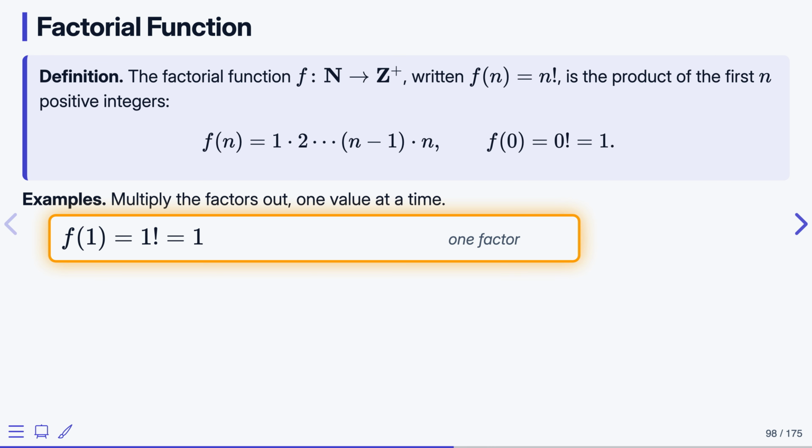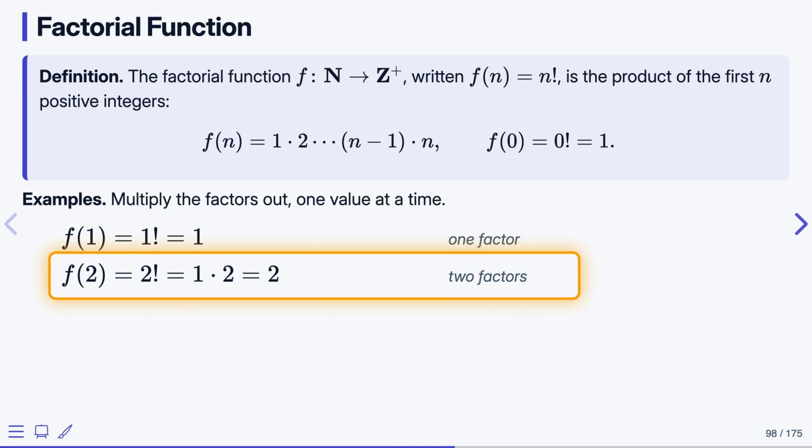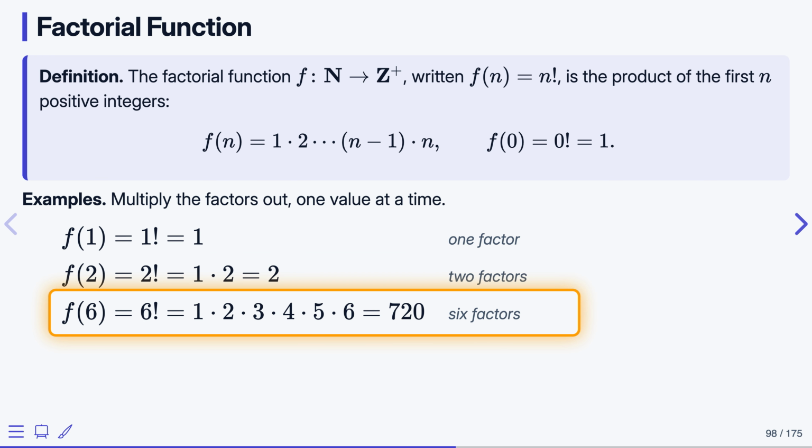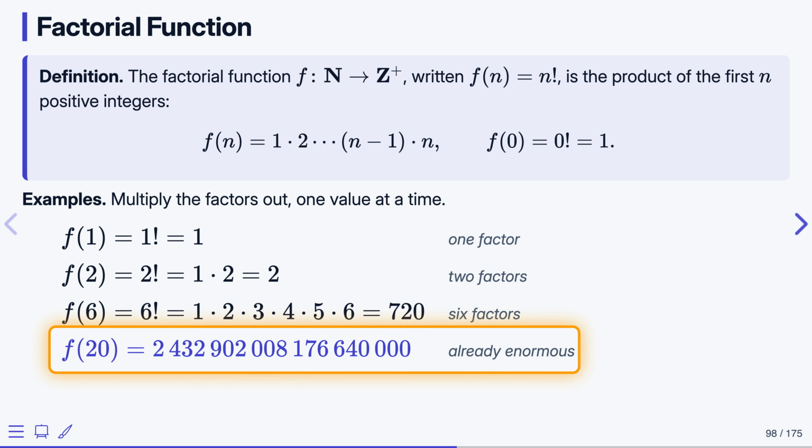Now work the examples out. 1 factorial has a single factor, so it is 1. 2 factorial is 1 times 2, which is 2. 6 factorial multiplies 1, 2, 3, 4, 5, and 6. Take it in steps. 1 times 2 is 2, times 3 is 6, times 4 is 24, times 5 is 120, times 6 is 720. And 20 factorial is already about 2.4 times 10 to the power 18. Factorials grow extremely fast, which is why we want an estimate for them.